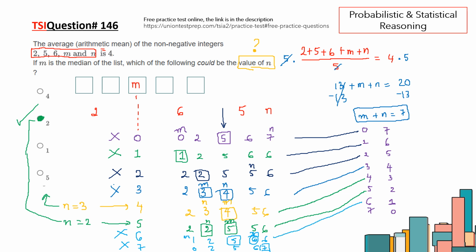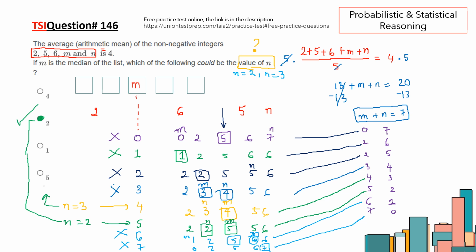So, in conclusion, we have two values of n, n equals 2 or n equals 3, that satisfy the condition that m is the median of the list and the average of the non-negative integers 2, 5, 6, m and n is 4.